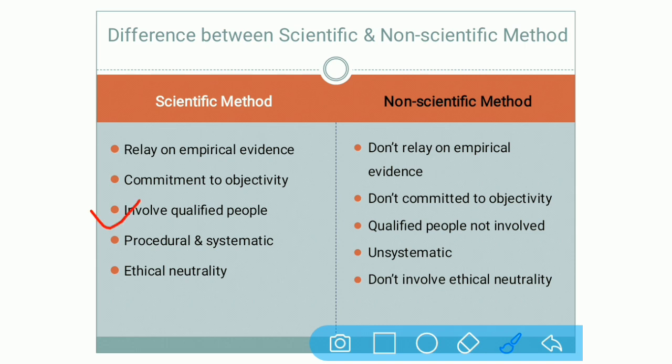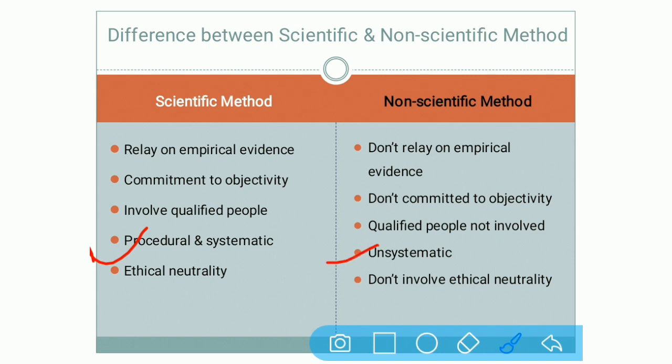Then, as we said, the scientific method involves qualified people at each and every stage. When you find the question, when you collect the data, when you analyze the data, at each and every stage, qualified people are required, while in the non-scientific method, qualification is not required. In the scientific method, there is a system, there is a procedure. As I said, step by step we have to go, but there is no system in the non-scientific method. So you can say that it is fully unsystematic.